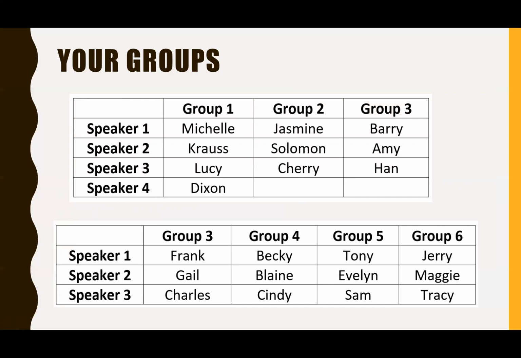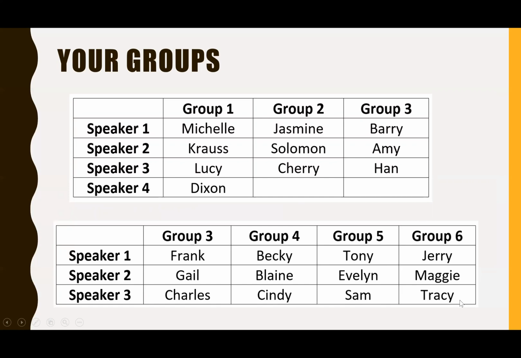So in group 1, we have Michelle, Krause, Lucy, and Dixon. Michelle, you will speak first. Krause, Lucy, and Dixon, you will be giving feedback. Once we've finished, then you move on to Krause, then Lucy, then Dixon. Group 2, we have Jasmine, Solomon, and Cherry. Group 3, Barry, Amy, and Han. Oh, sorry, I've done group 3 twice. The next group is Frank, Gail, and Charles. The next group is Becky, Blaine, and Cindy. The next group is Tony, Evelyn, and Sam. And the final group is Jerry, Maggie, and Tracy.